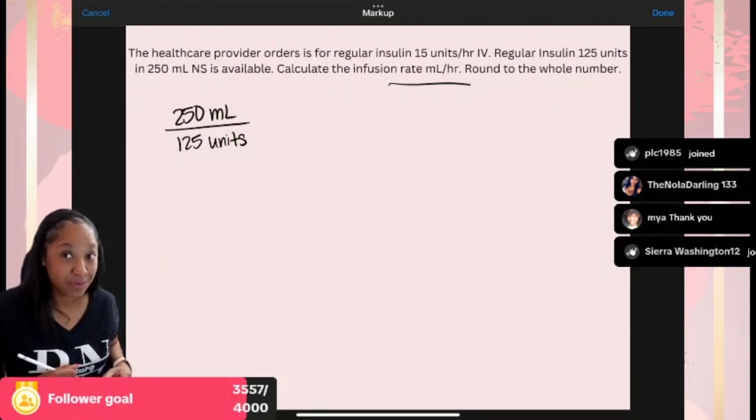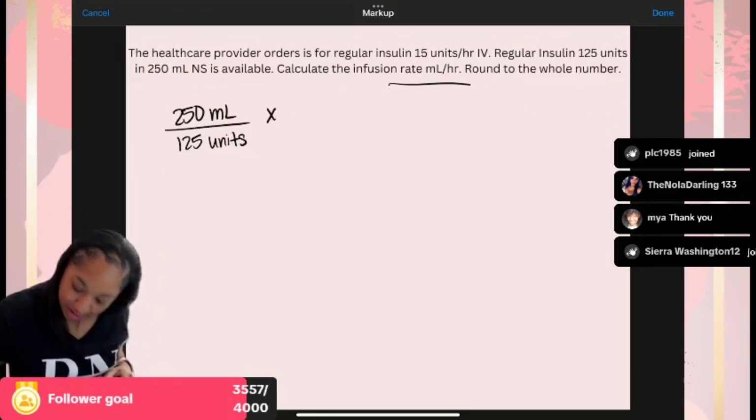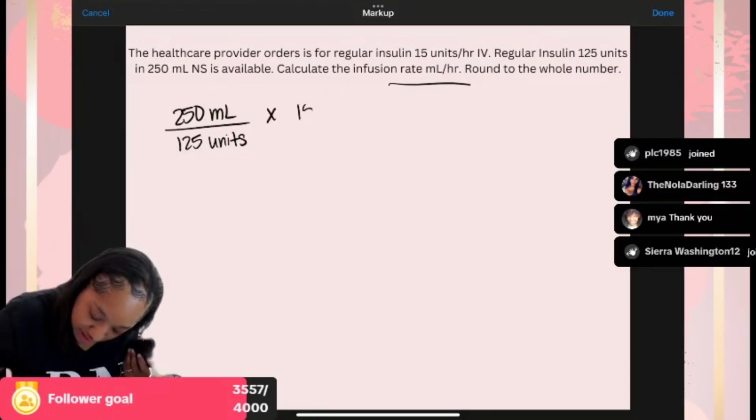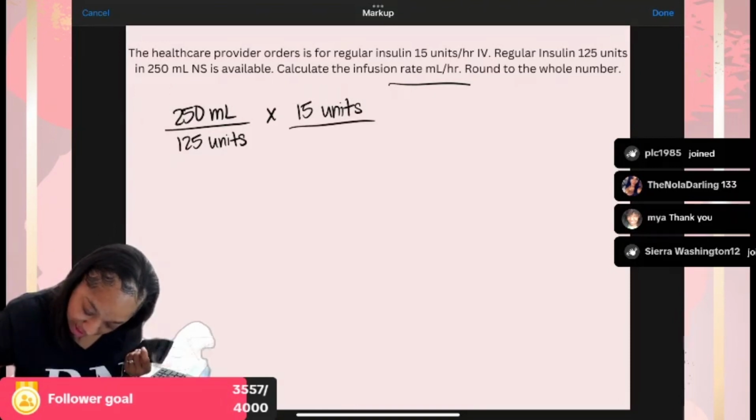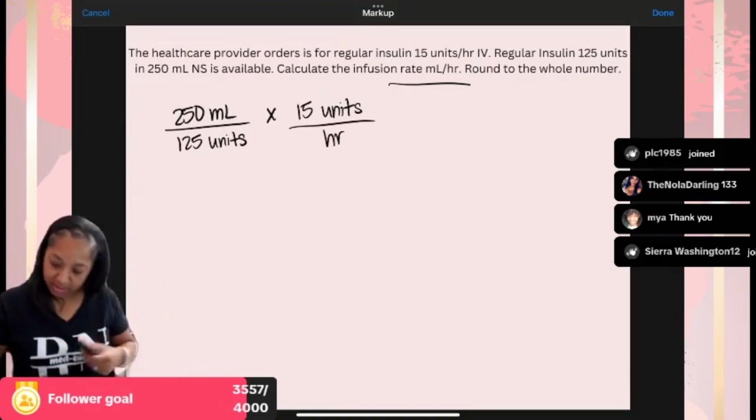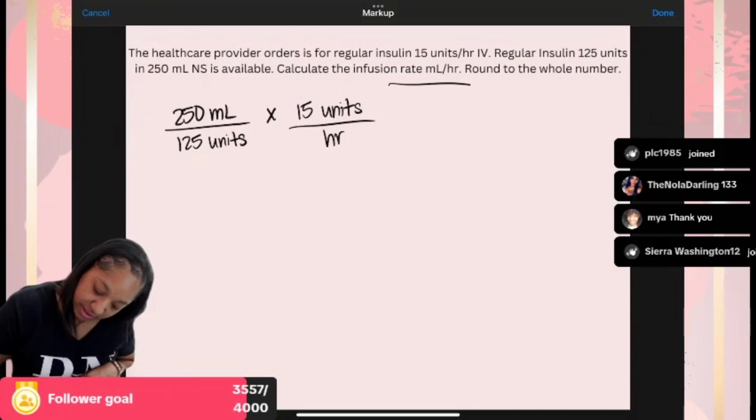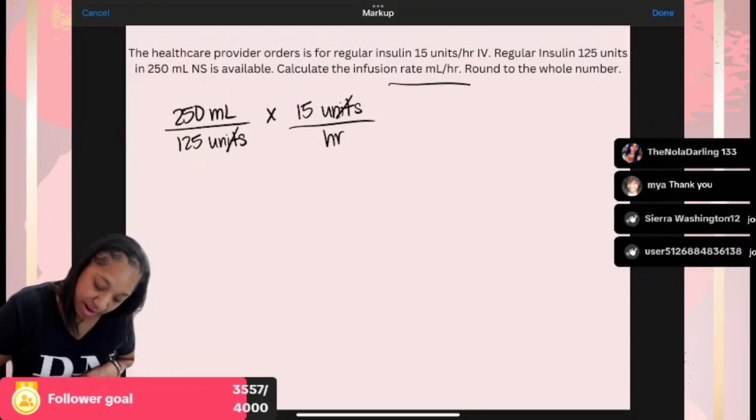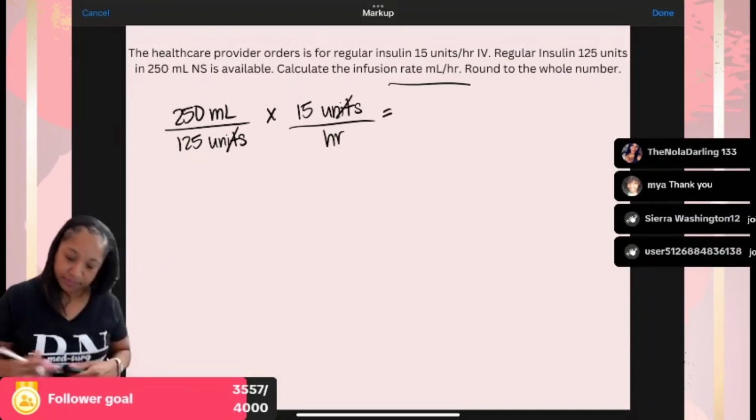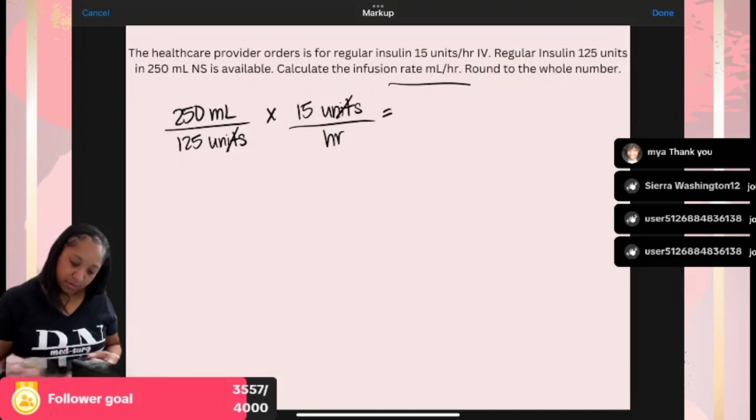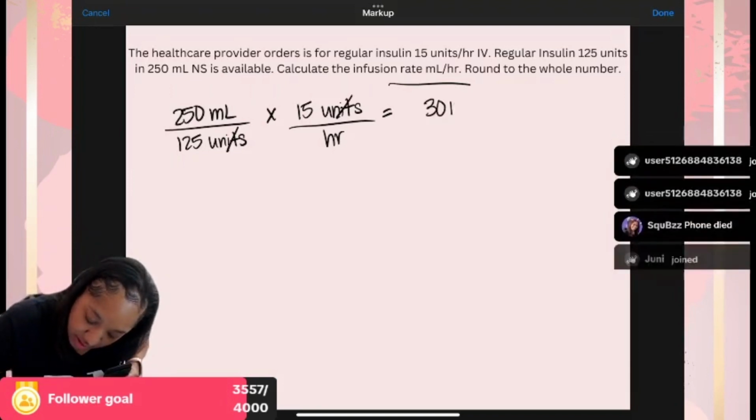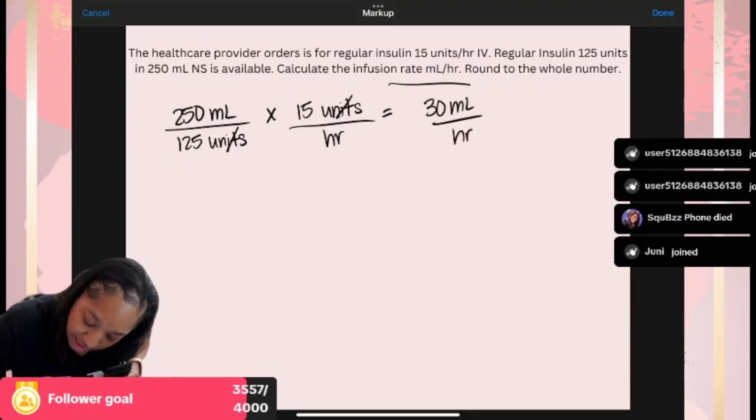So we need to see how much we're gonna give. We have 15 units prescribed. That's our flow rate that is prescribed an hour. We're looking for milliliters per hour, and that's what we end up with: 250 times 15 divided by 125. So that's going to be 30 milliliters an hour.